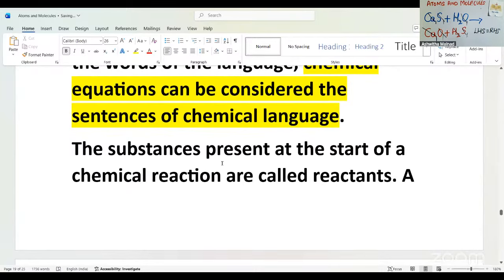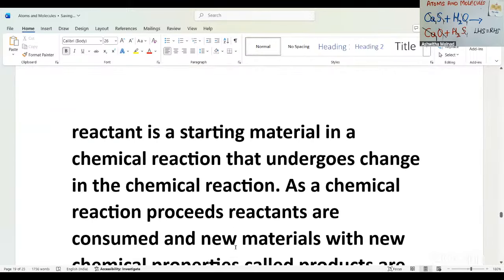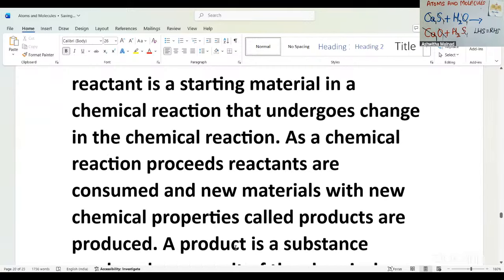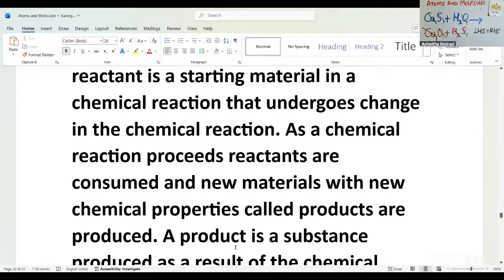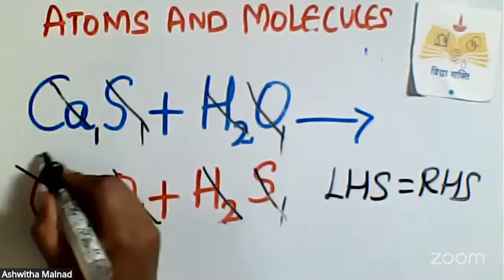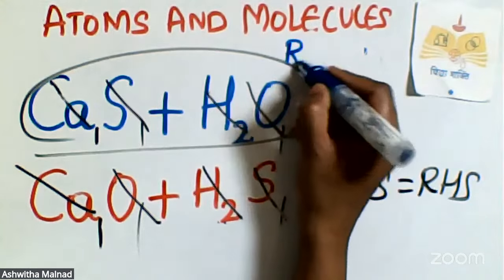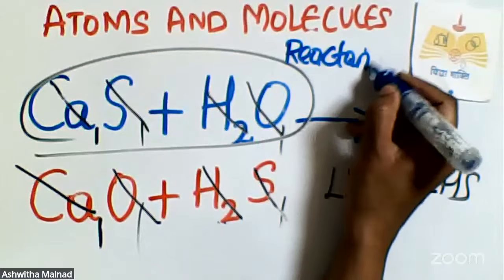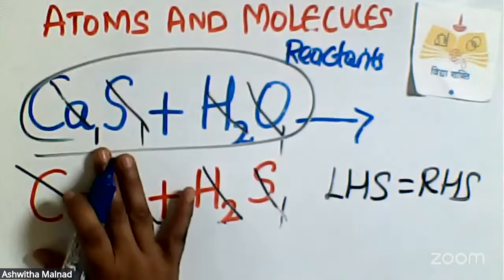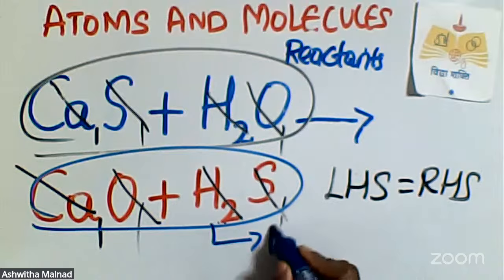Now, the substances present at the start of a chemical reaction are called reactants. A reactant is a starting material in a chemical reaction that undergoes change in the chemical reaction. As the chemical reaction proceeds, reactants are consumed and new materials with new chemical properties, called products, are produced. What does this mean, madam? Towards your left side, what is there, we call reactants. What is formed after the changes in the reactants is the product. We call this the product.